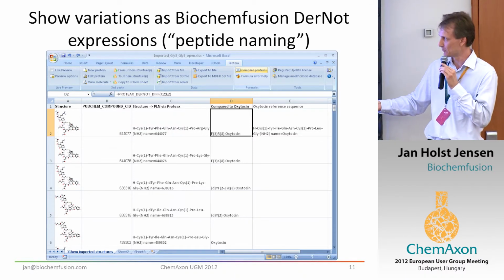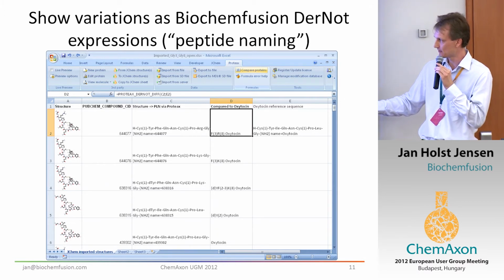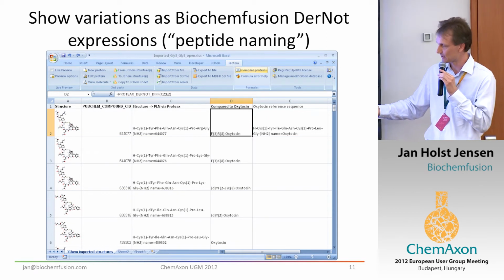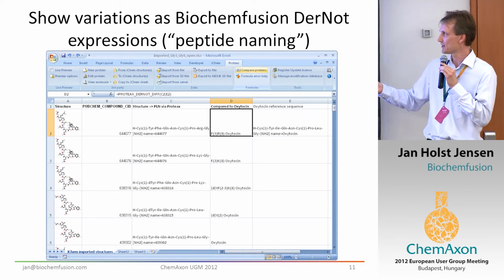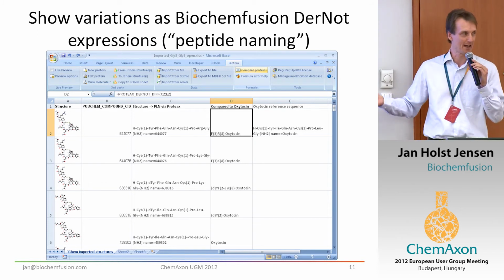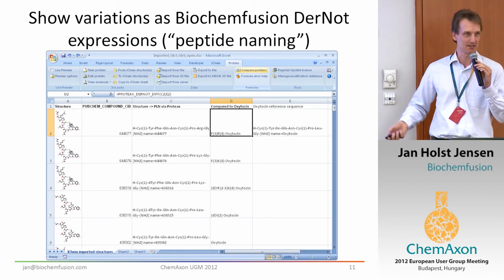And similarly in row 2, it is oxytocin, except you have the phenylalanine in position 3, and you have a lysine in position 8. So there you have it, a peptide SAR table. And you can also use that for in-house data, so you can do peptide SAR tables.